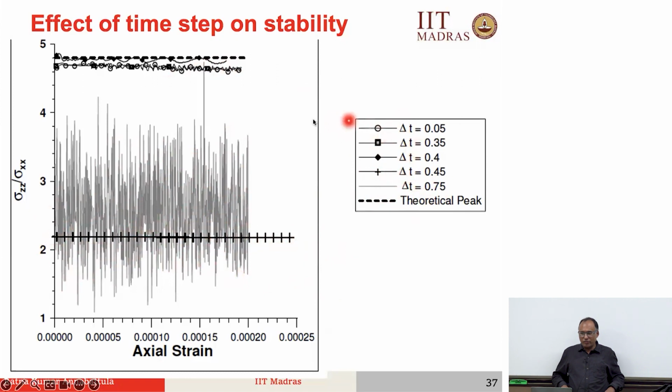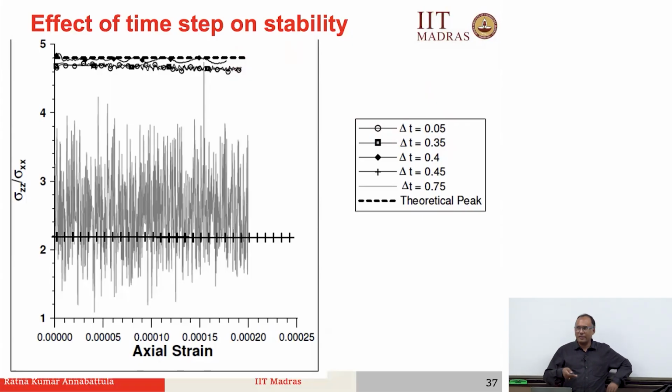And if you further reduce, 0.4 is somewhere here, still oscillating, and 0.35 is doing a better job. So 0.4 is the oscillating one, and 0.05 and 0.35 are doing reasonably well. So which time step will you take? Will you take 0.05 or 0.35 for your simulation? 0.35 you should take. Why? Because 0.35 and 0.05 are not having any difference. So it doesn't make sense to take 0.05, you will run your simulation with 0.35.